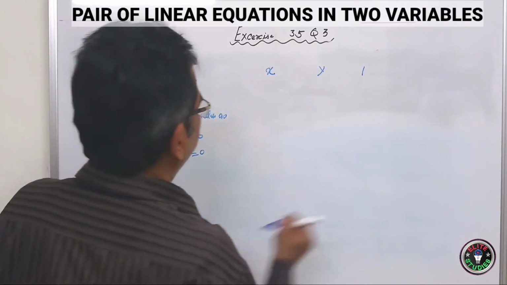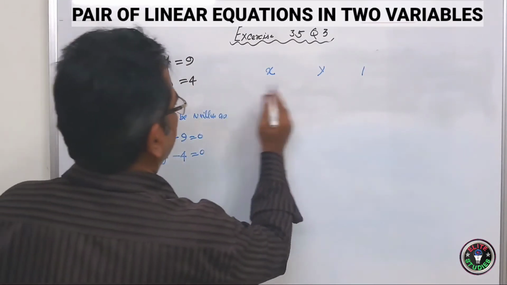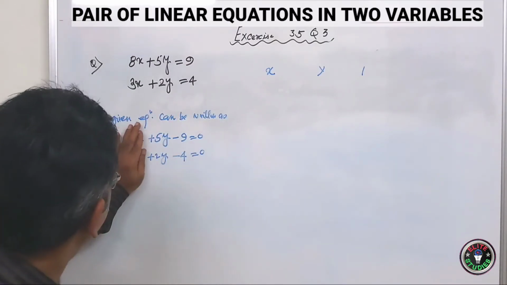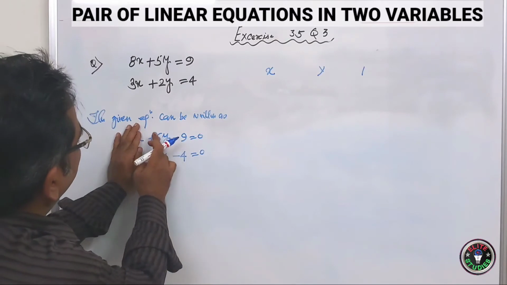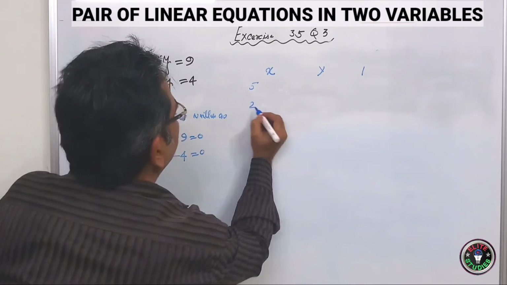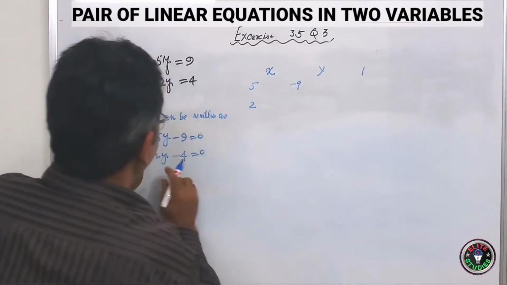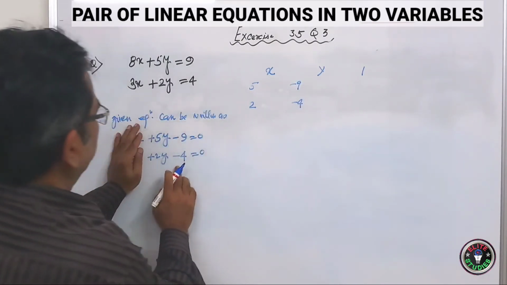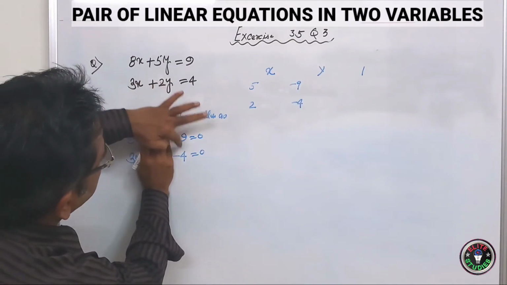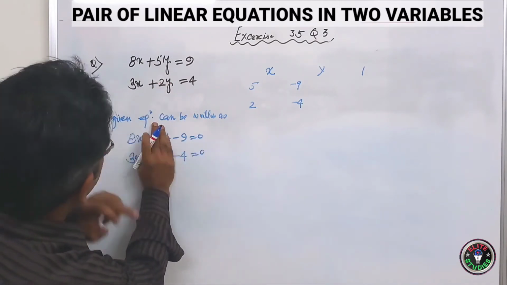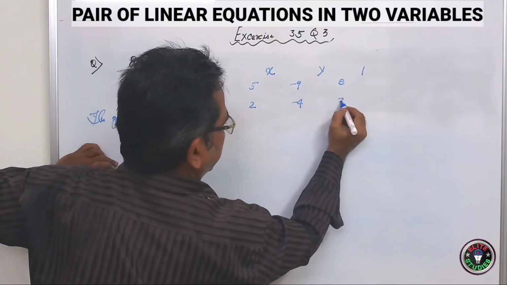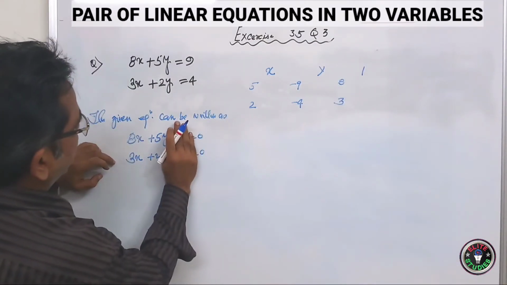After that, you try to attempt like this. So here, what to write? You cover x. You are now left with 5, 2, minus 9, minus 4. To write under y, you cover y. You are having 8, 3, minus 9, minus 4. Minus 9, minus 4 is already written. So you write 8, 3. Now to write under 1, cover the constant term.